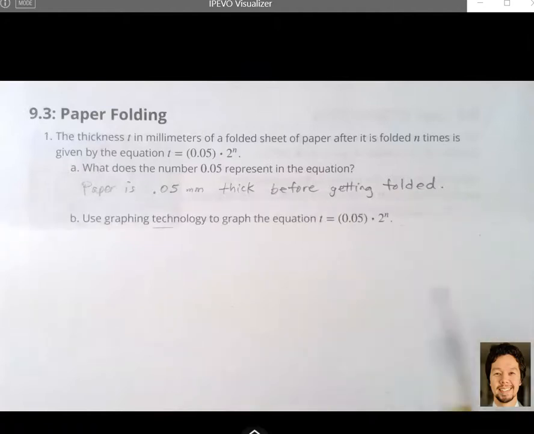Use graphing technology to graph the equation T equals 0.05 times 2 to the n power.